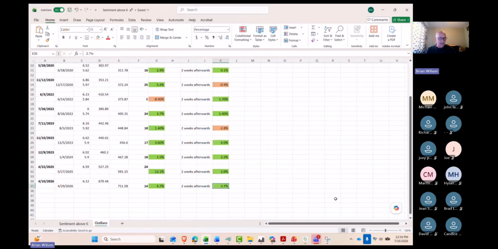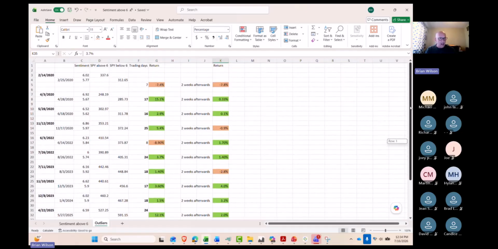Are there outliers once in a while? Sure. Here's a list of some of the outliers. We had one in the early part of February. April. You can see last April was very similar as well. 12% return during that time frame. So there are outliers occasionally. Most of the outliers tend to be positive rather than negative. Once in a while, you'll hit a negative return there. But that's where we're at right now.